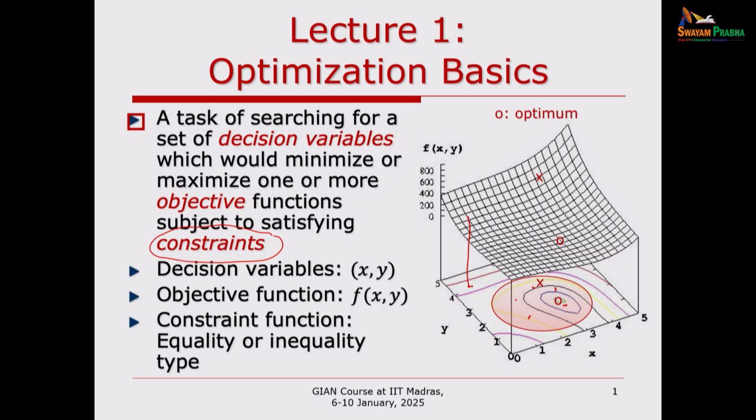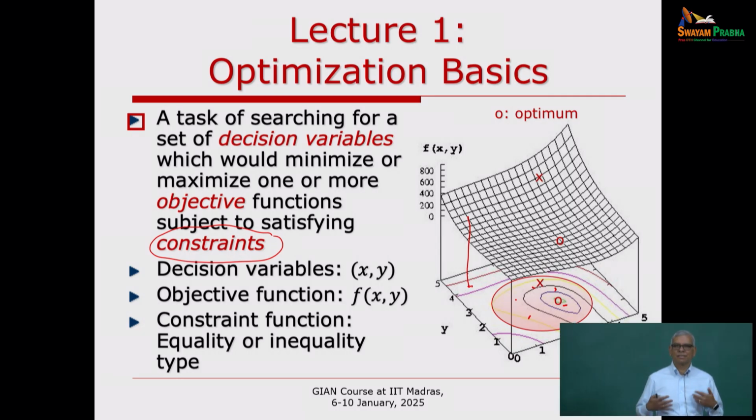Now with this, the optimization task can be defined as searching for a set of design variables, or decision variables, which would minimize or maximize one or more objective functions. We talked about single and multiple, right? And that solution, or solution set, also has to satisfy all the constraints. So these three things I put in red color are what you, as an applicationist, need to figure out.